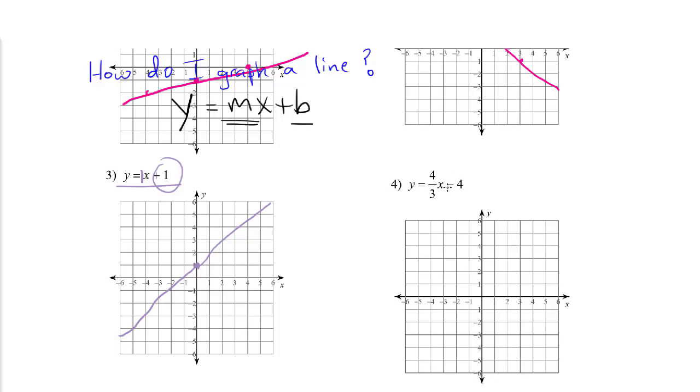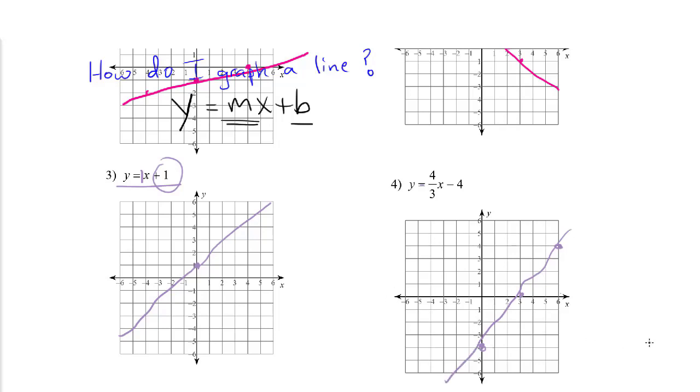Y equals 4/3 x minus 4. Okay, this is going to have an intercept at -4. It's going to have a 4/3, so an upwards positive slope, which is going to go up 4 for every 3 I go over in x. So I go over 3 in x, I go up 1, 2, 3, 4 in y. Over 3, up 4, and I can begin to graph my line. Then I just merely connect the points.